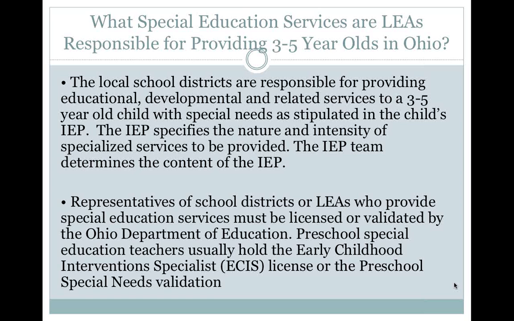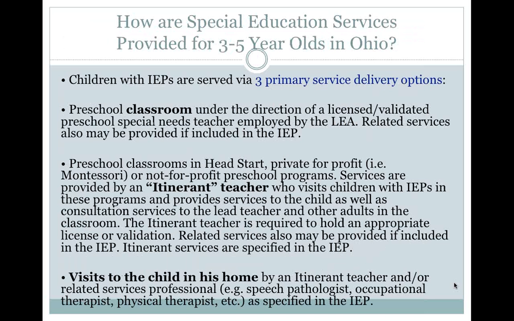There are 3 primary service deliveries used by most school districts in Ohio to provide services to 3 to 5-year-olds who have IEPs. And once again, it's fairly straightforward and is certainly appropriate information for early childhood education teacher ed. So, the first option is the public school district operates a preschool under the direction of a licensed teacher. Related services, and I'll describe those further down in this slide.